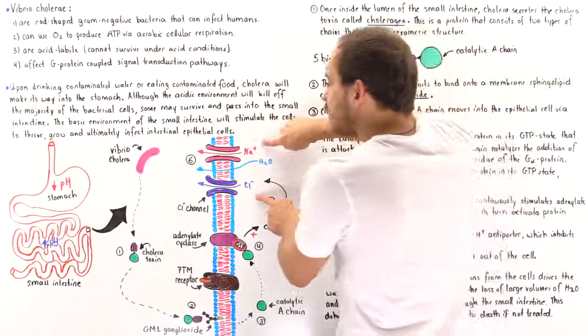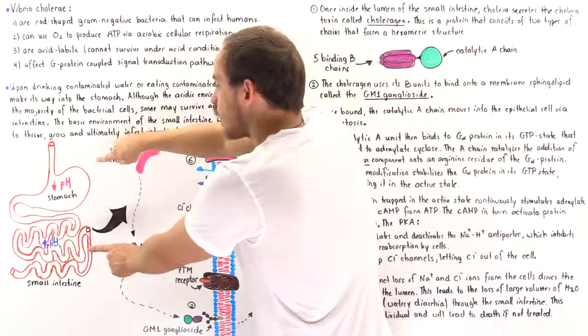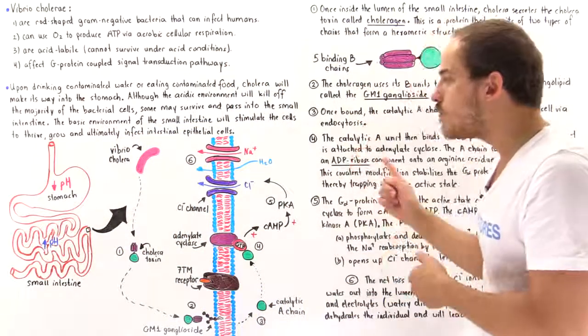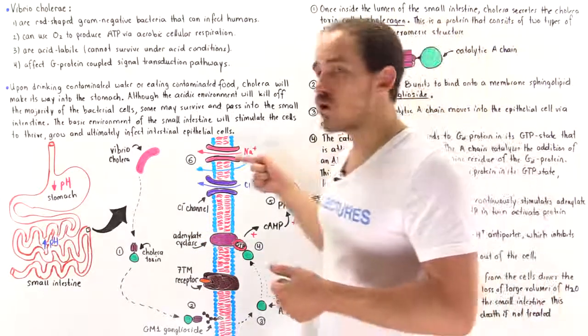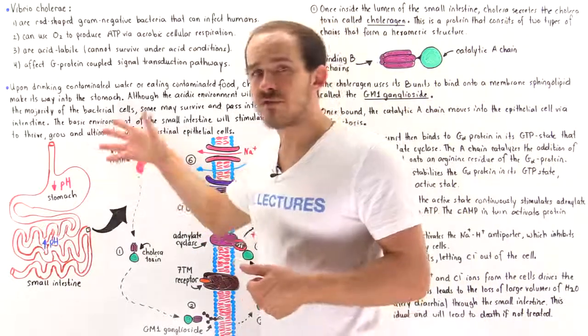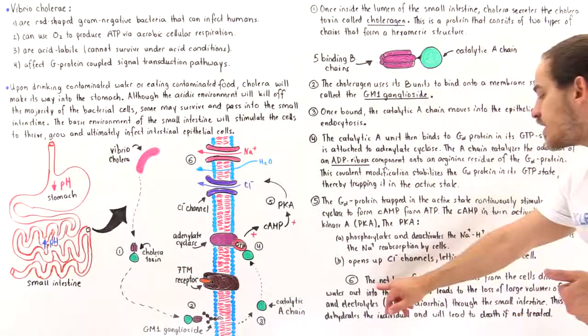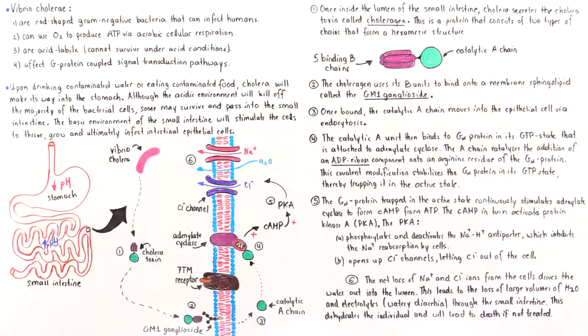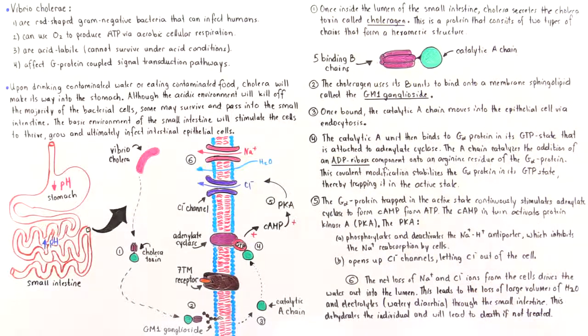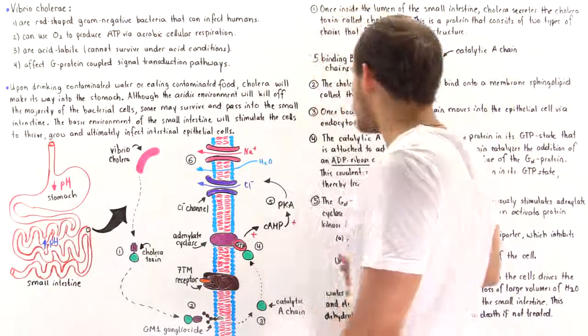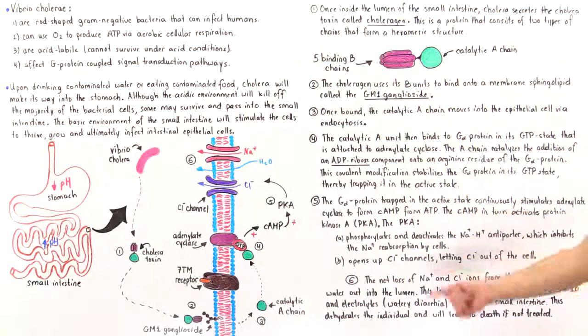And remember, as these salt ions move in this direction, what will follow? Well, water molecules will diffuse across the membrane and follow the net movement of this salt. So we see that the net loss of sodium ions and chloride ions from the cells drives the movement of the water out of the cells and into the lumen of the small intestine. And this leads to the loss of large volumes of water and electrolytes, and that's exactly why patients who have cholera experience very watery diarrhea.